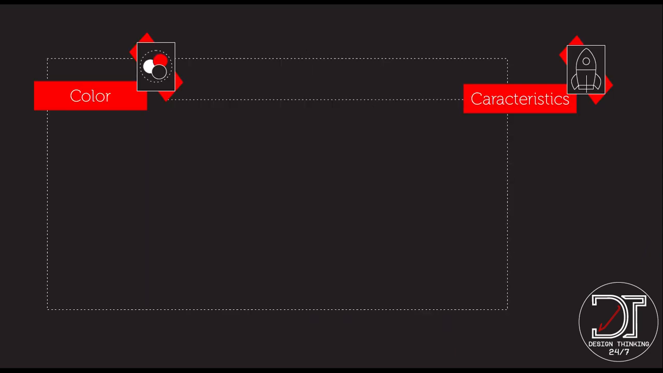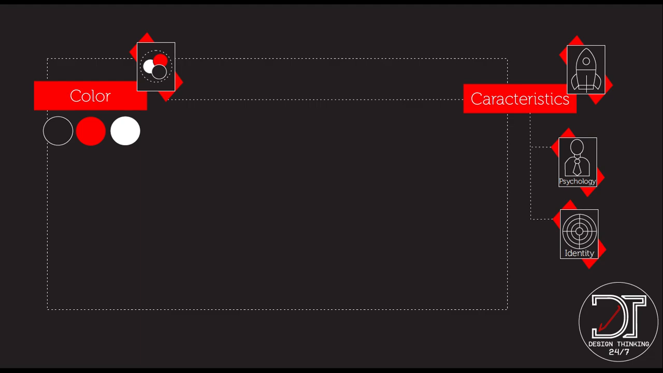Okay, so when you are going to start developing the graphic line for a presentation, a brand, or any kind of visual aid, the first thing that you do is select the colors. That is very important. So you have to know what the meaning of each color is. Here I'm going to show you the graphic line of the channel, which is Design Thinking 24/7. So we choose black, red, and white.